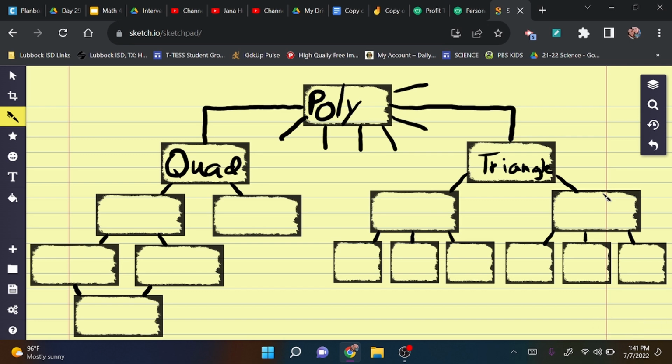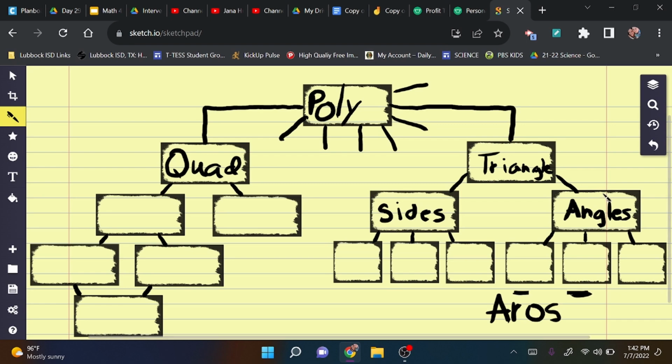So anytime I see a triangle, I could also classify it as a polygon. Then I can take a triangle and classify it 2 different ways. I can classify it by its sides, or I can classify it by its angles. Now remember, when we're talking angles, the word arrows should pop in your head. Acute, right, obtuse, and straight. Now notice there's only 3 spots in the triangle part for the angles, so we're going to use an acute triangle, a right triangle, and an obtuse triangle.